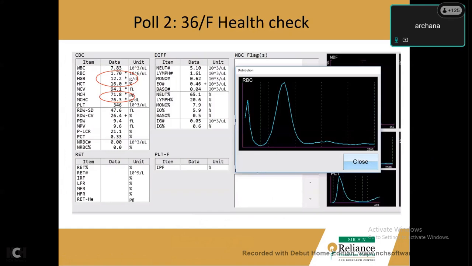Now another poll. Showing you a case, and I've highlighted some of the abnormalities. This patient, a 36-year-old female, has just walked in for a health check. RBC count of 1.7, quite low I would say, but hemoglobin is 12. The hematocrit does not seem to match with the hemoglobin. MCH and MCHC are abnormally high, not usually identified in human blood.